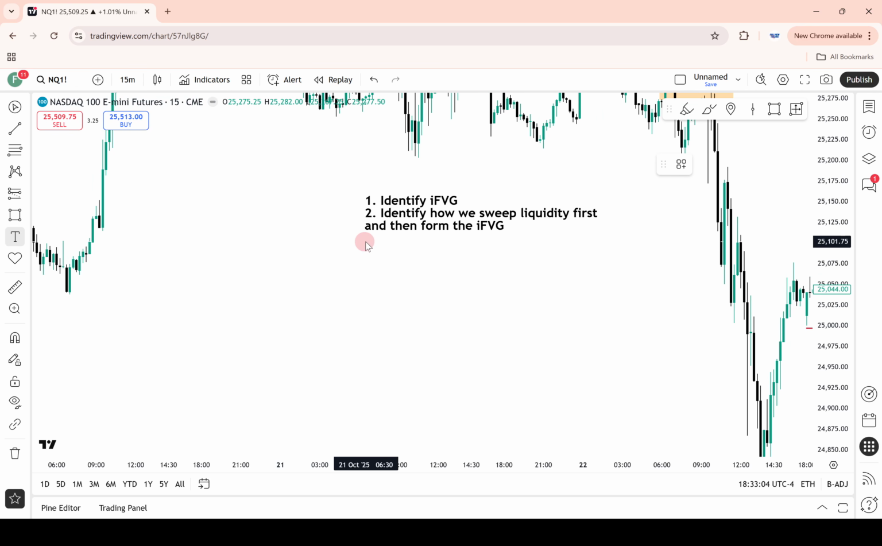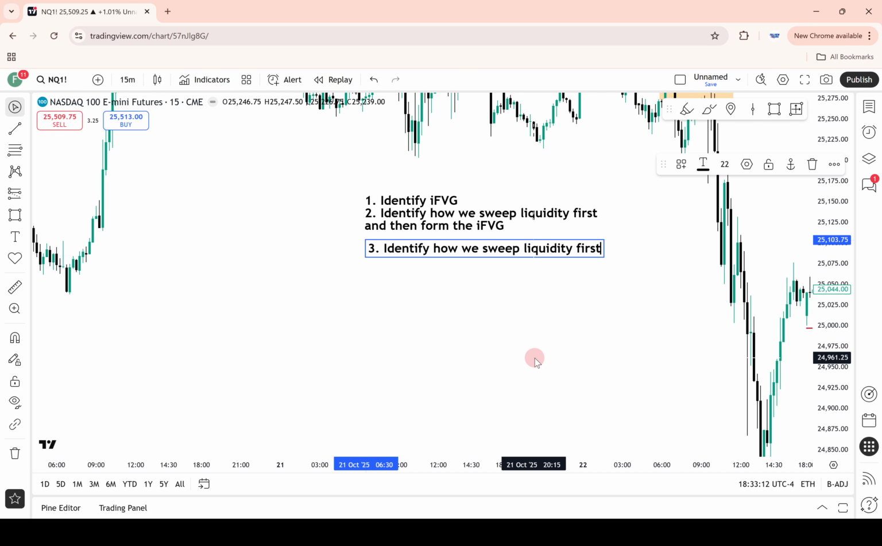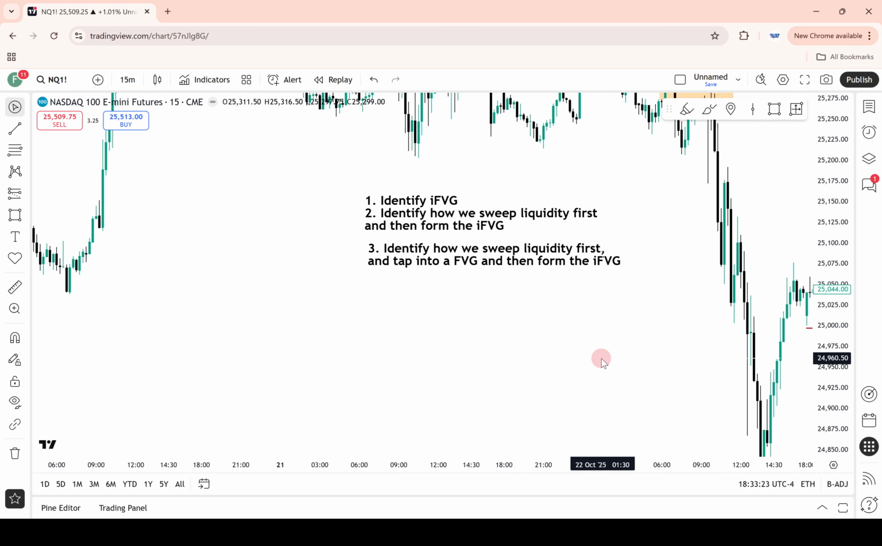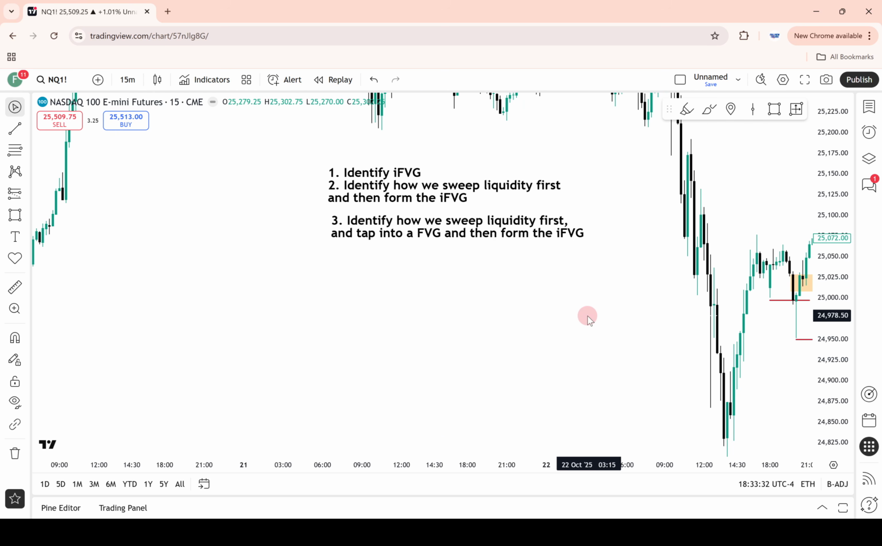Let's go one step further, right? One step further here. You need to now identify how we sweep liquidity first, and tap into a fair value gap and then form the inversion. So read that out again if you need to. We're building on from what we've learned, because already we've learned about market structure. We've talked about fair value gaps. We've talked about liquidity, candlesticks. Now we're talking about inversion fair value gaps. But the inversion fair value gap, guys, what you're going to realize is that it becomes the entry eventually.